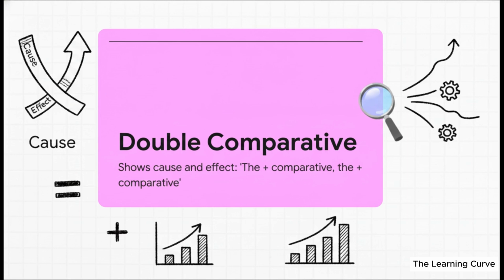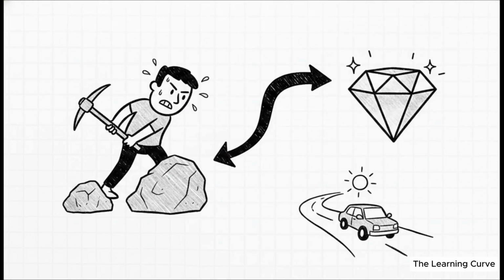This little formula is the absolute core engine of dynamic comparisons. So let's see this engine in action with a few punchy, everyday examples. The harder you work, the luckier you get. You can hear the rhythm there, right? Or how about, the older I grow, the less I care about other people's opinions.